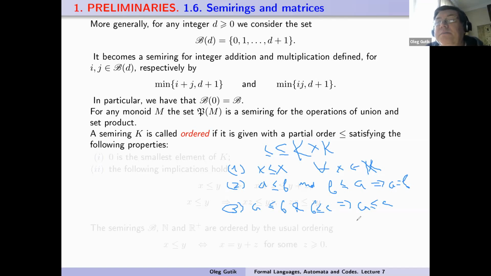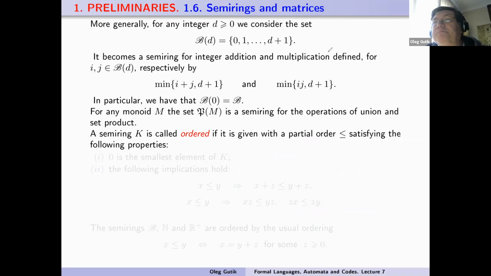So such a relation is called a partial order on K, and the ordered pair K with the relation less or equal is called a partially ordered set, or poset. Good. And when a semiring K satisfies the following properties: 0 is the smallest element of K, and the following implications hold.